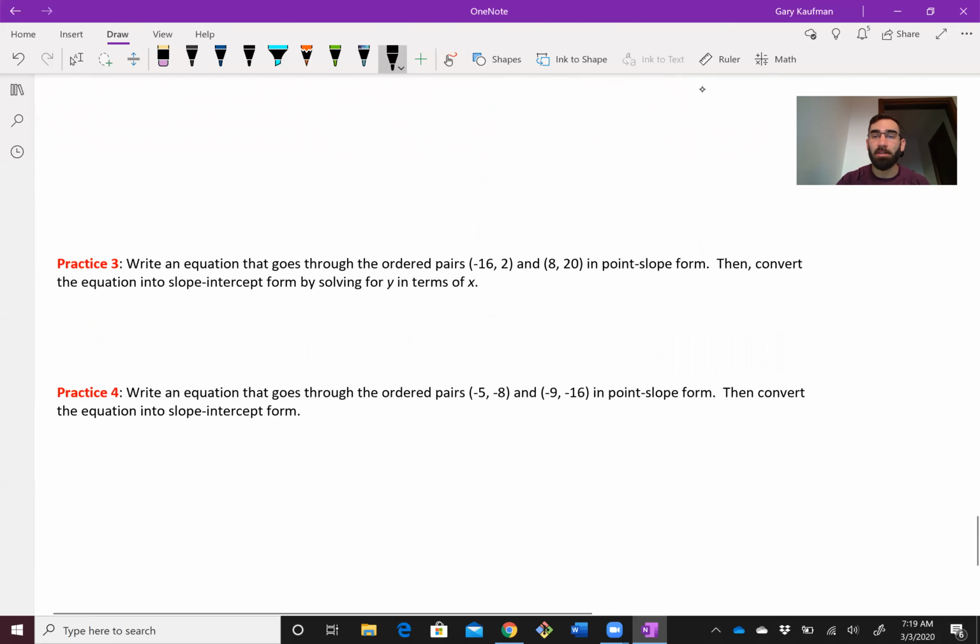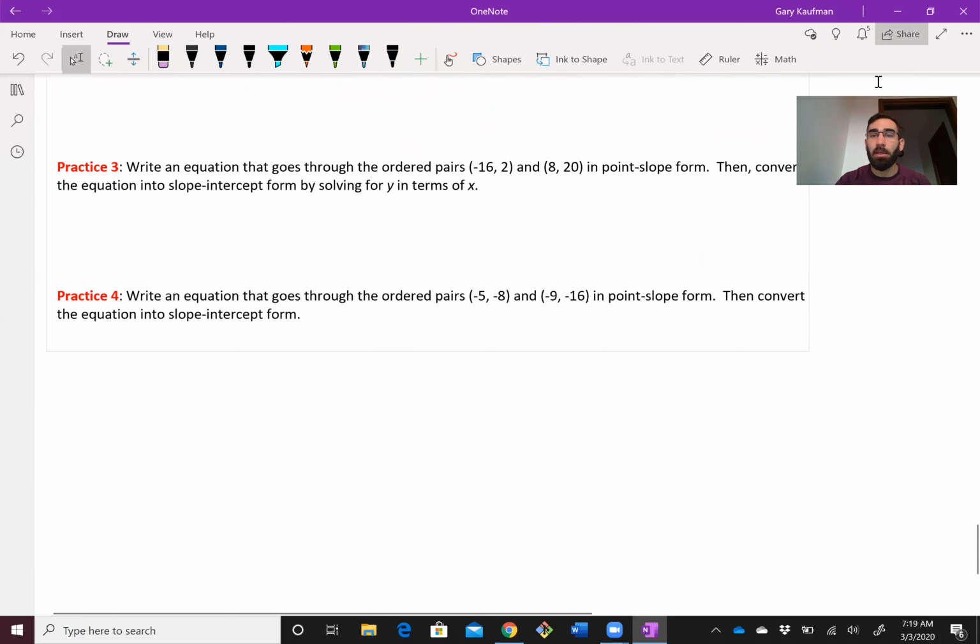here are two practice problems. And let me make sure that that's visible, not hidden by me. So your goal is to write the equation in point-slope form and then convert it into slope-intercept form. So let's see how you do. I'm going to give you some time, and after you do it, plug in the answer and see how you get. Now, I'm going to give the explanation after practice 3 and then after practice 4.